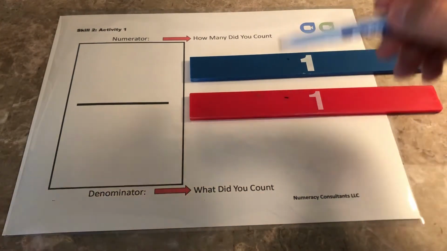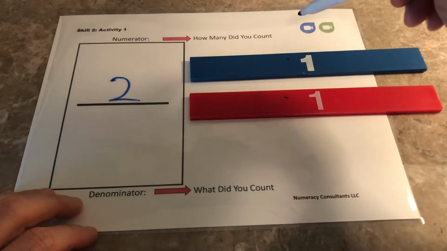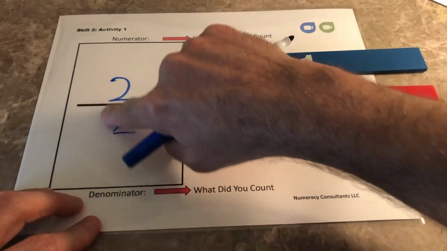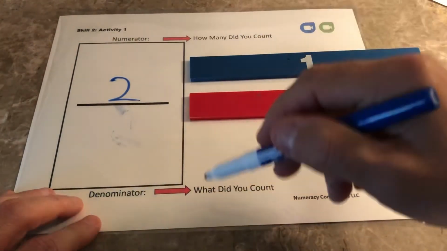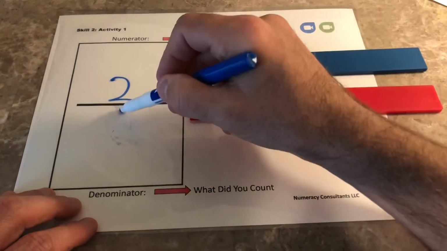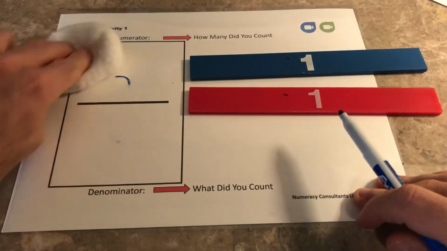Well, we have 1, 2. So we have 2. Now this will get tricky. Some of your kids may say, oh, it's 2 over 2 because I have 2 wholes. But remember, what did we count for the denominator? 1, 2, we counted 1 wholes. So it's 2 over 1. And that's how you write 2 as a fraction, all right?